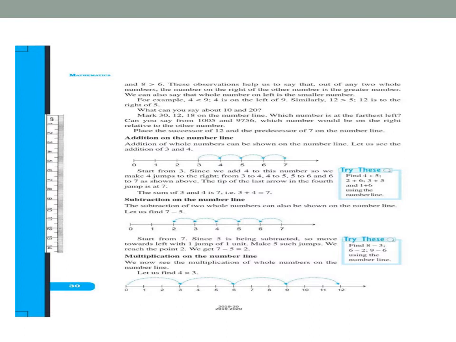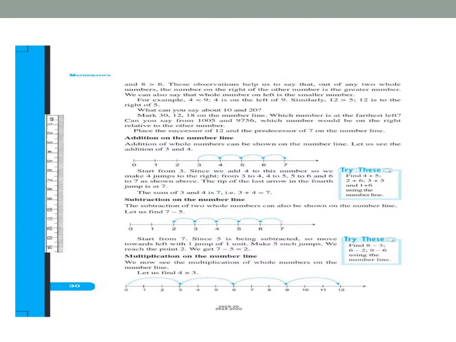So from this number line you can observe that the number to the right is greater and the number to the left is smaller. For example, 4 is less than 9. 4 is on the left of 9. Similarly, 12 is greater than 5. If you keep on writing the numbers after 7: 8, 9, 10, 11, 12, you see the number 12 is greater than 5 because it is towards the right hand side. 12 is to the right of 5 exactly.